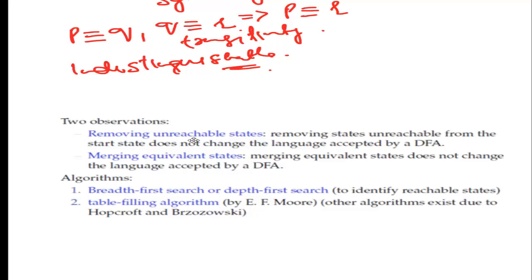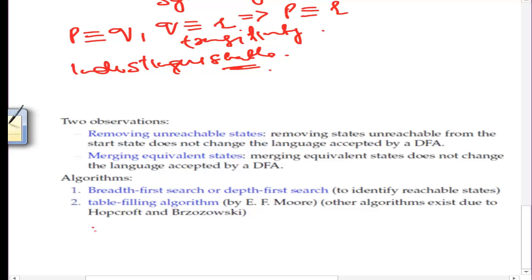How do we remove unreachable states? We can do that with breadth first search or depth first search, okay. We go to the state, and if we can't reach that particular state, we say it's unreachable, and we can remove that simply. Then to minimize, that means to merge equivalent states, we use many algorithms. One of them is by E.F. Moore, which we discuss in this lecture, the table filling algorithm. Then there are other algorithms like Hopcroft and Brzozowski, and there's also one more thing called the Myhill-Nerode theorem.